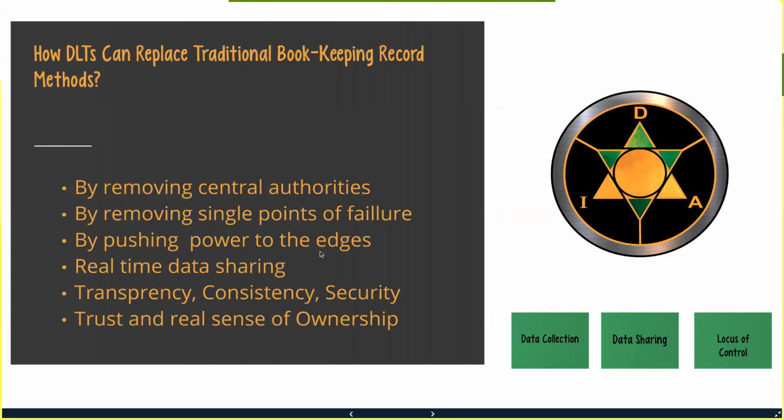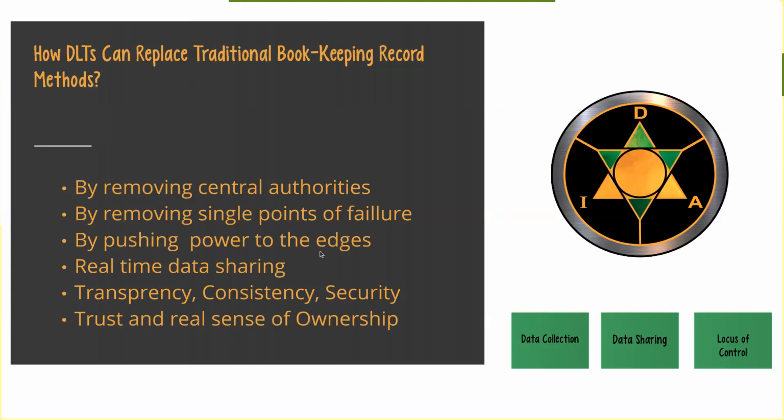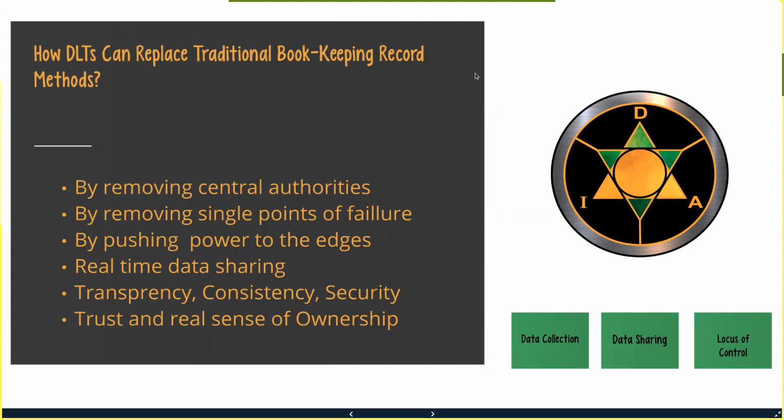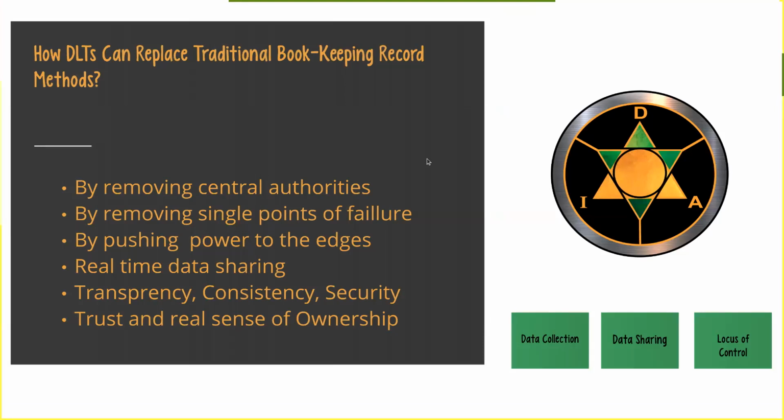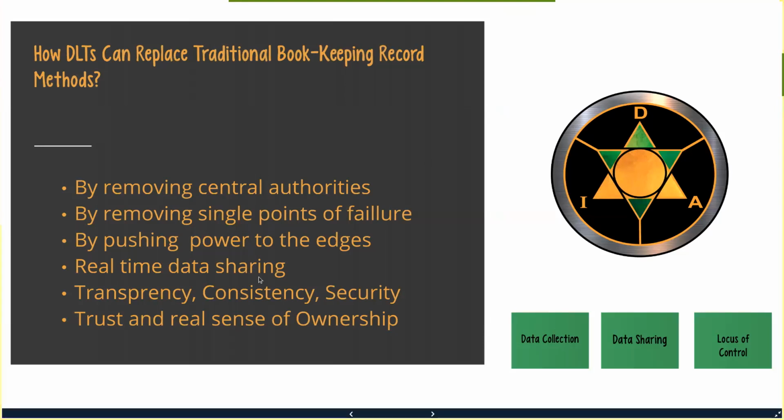So the idea of having one central authority who controls everything, who validates everything, that could be spread across communities, and every single individual within the network can do its part. Real-time data sharing, that is something we don't get with traditional bookkeeping methods. Transparency, consistency, security, trust, and a real sense of ownership. This one is really important.